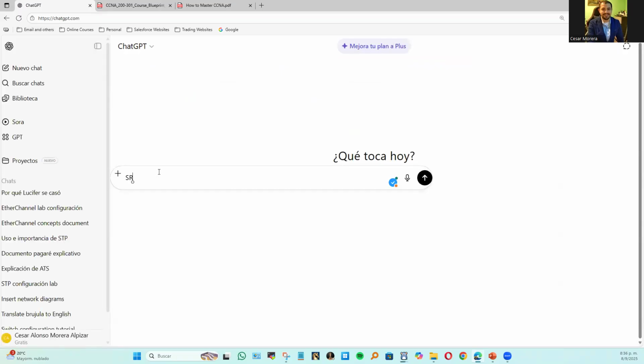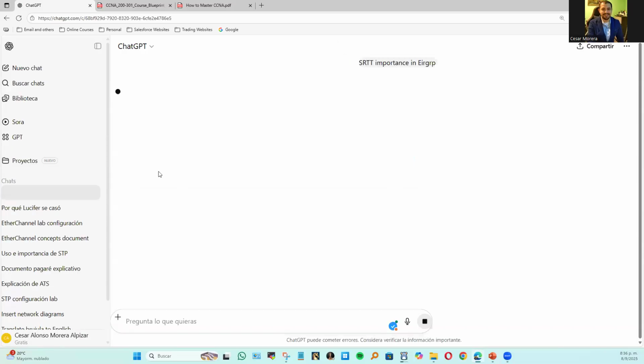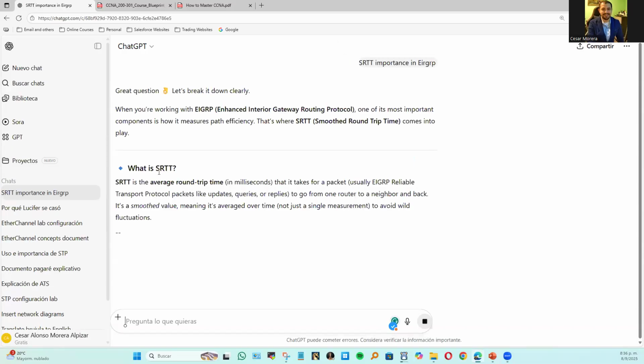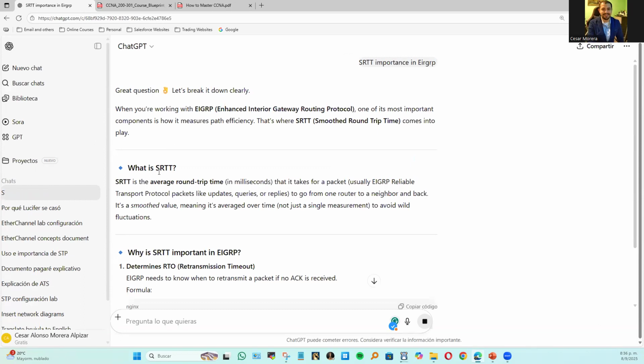So, SRTT importance in EIGRP. Let's go ahead and find out what SRTT is. It is the average round-trip time in milliseconds it takes for a packet, usually an EIGRP reliable transport protocol packet like updates, queries, or replies, to go from one router to a neighbor and back.